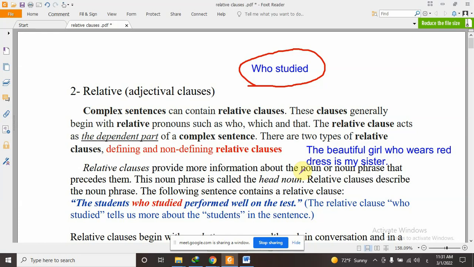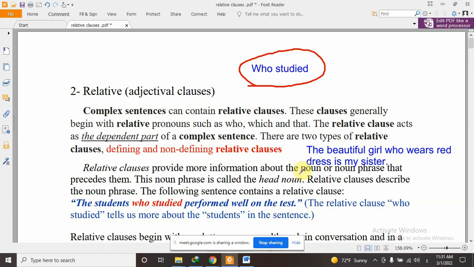Complex sentences can contain relative clauses. When I find relative clauses, I would say that this sentence is definitely a complex sentence or a compound complex sentence. It must have complex in its name. Is it a pure complex sentence, a simple complex sentence, or a compound complex sentence?